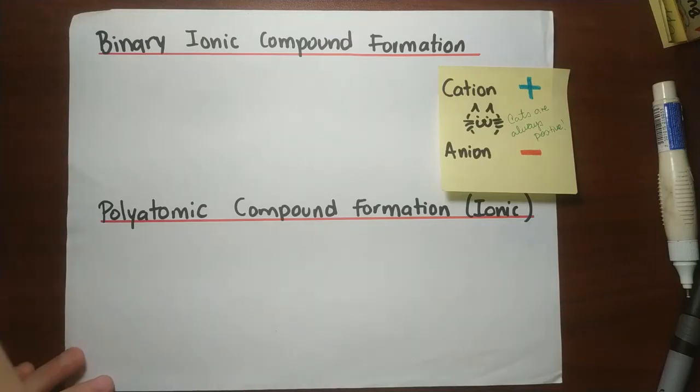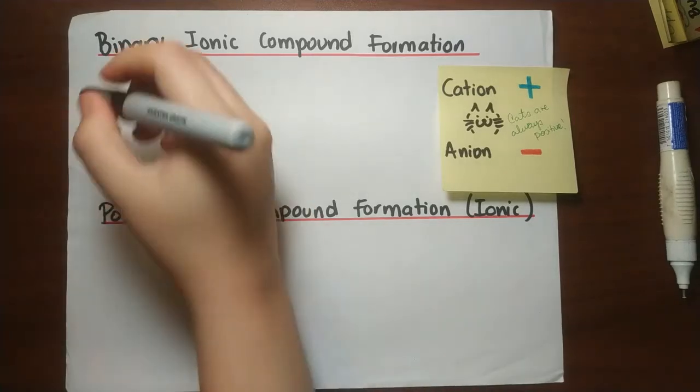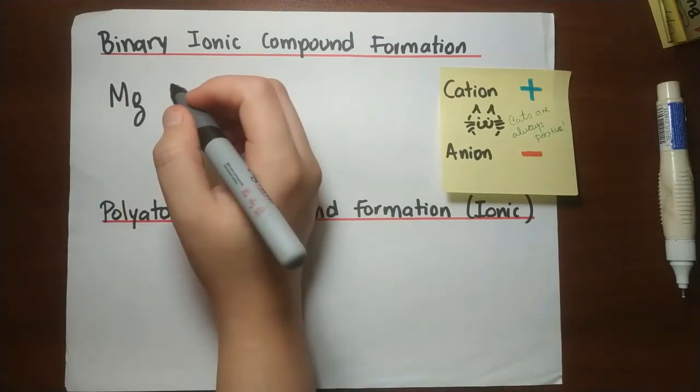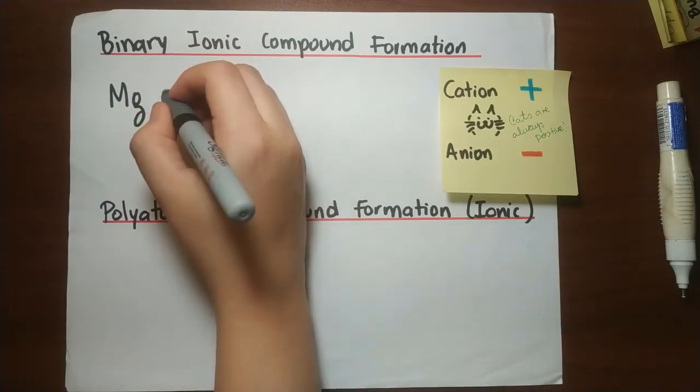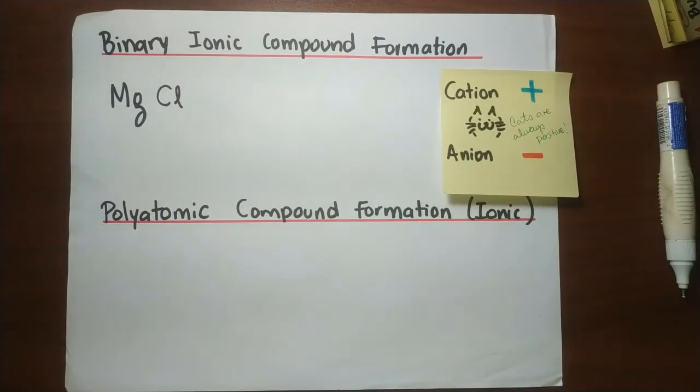What is binary and what is polyatomic? Binary refers only to two elements. Okay, only two elements. It's a compound that is made of only two elements, a cation and an anion. So let's imagine that I have a compound made of magnesium and, let's say, chlorine.